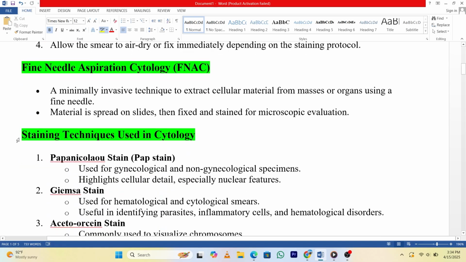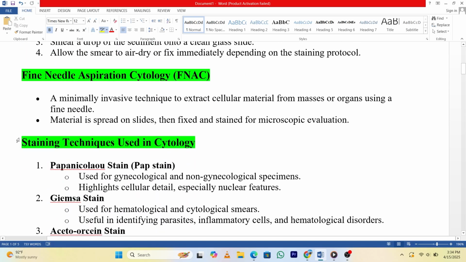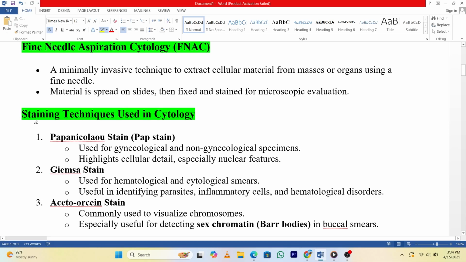Fine needle aspiration cytology, FNAC. A minimally invasive technique to extract cellular material from masses or organs using a fine needle. Material is spread on slides, then fixed and stained for microscopic evaluation.